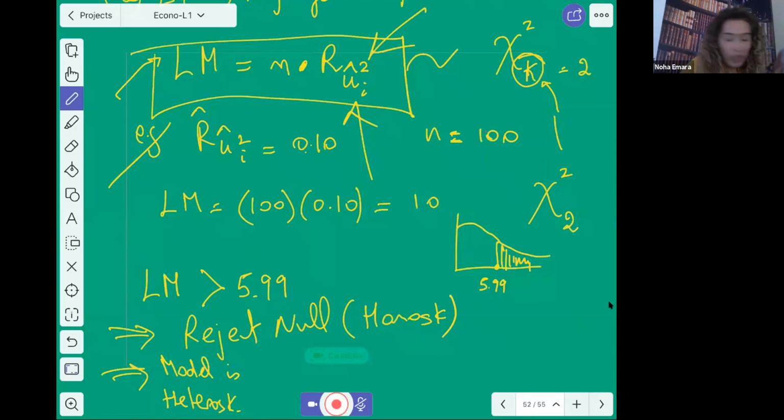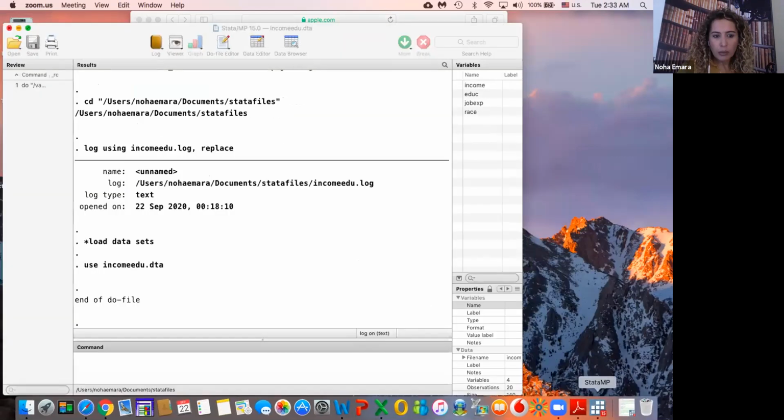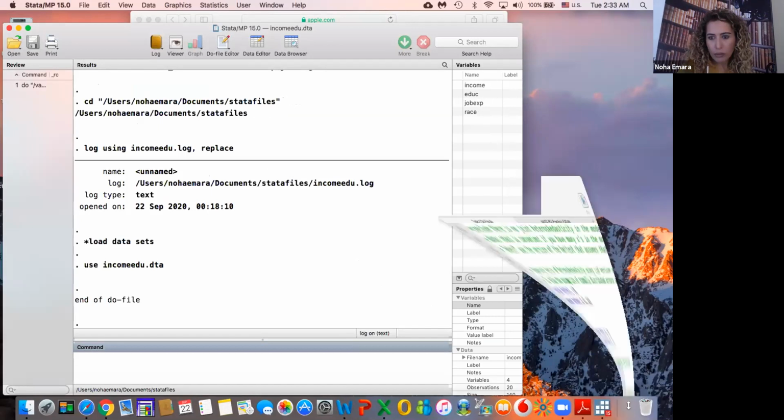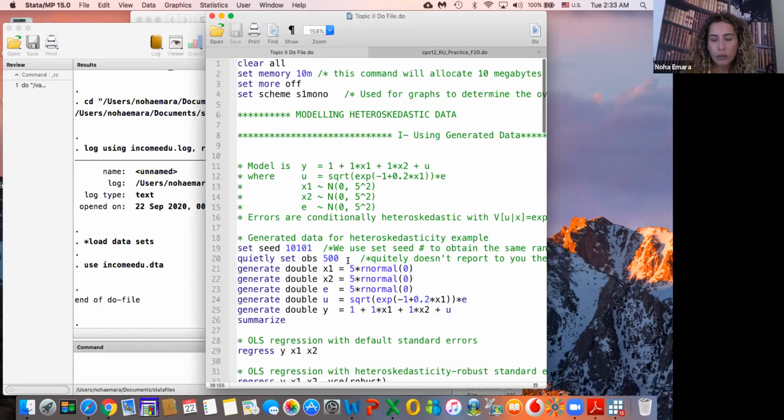All right, so this is all about the heteroskedasticity part. What I'm going to do is I just want to show it to you in Stata, so I'm going to share my computer with you. Can you see now my Stata do file? Yeah. Okay.